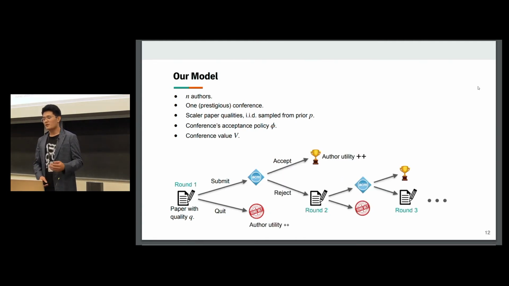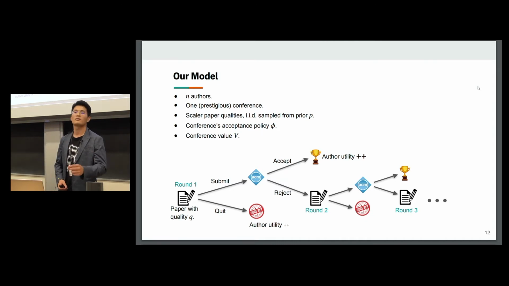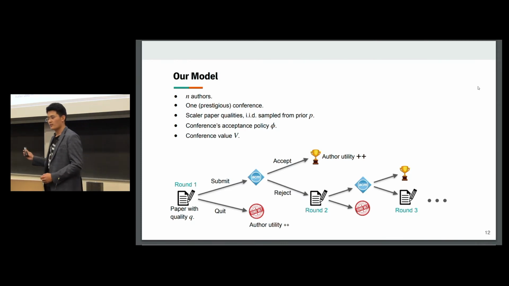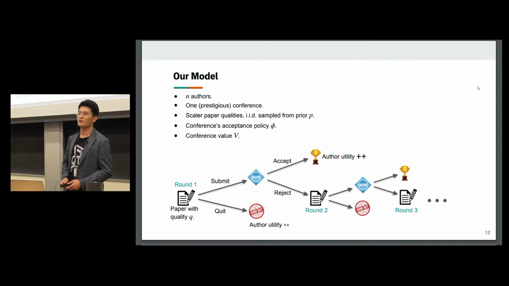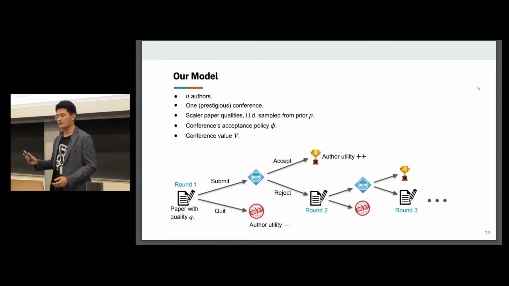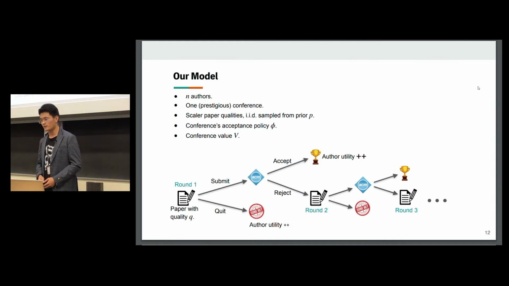After the paper is submitted, the conference will respond with a binary decision, whether to accept or reject, right? So if the paper gets accepted by the prestigious conference, the author will gain some utility. If the paper is accepted by the sure bet, the author will gain some smaller utility. However, if the paper is rejected by the prestigious conference, the author will gain nothing in this round, and face the same problem in the second round, third round, until the paper gets accepted by either the prestigious conference or the sure bet.